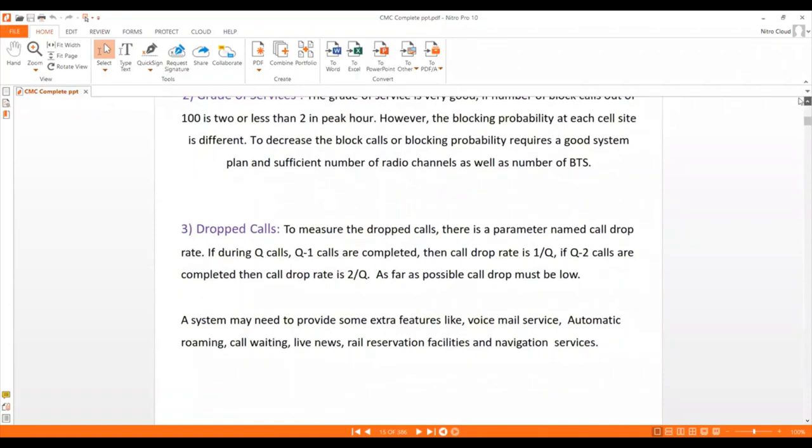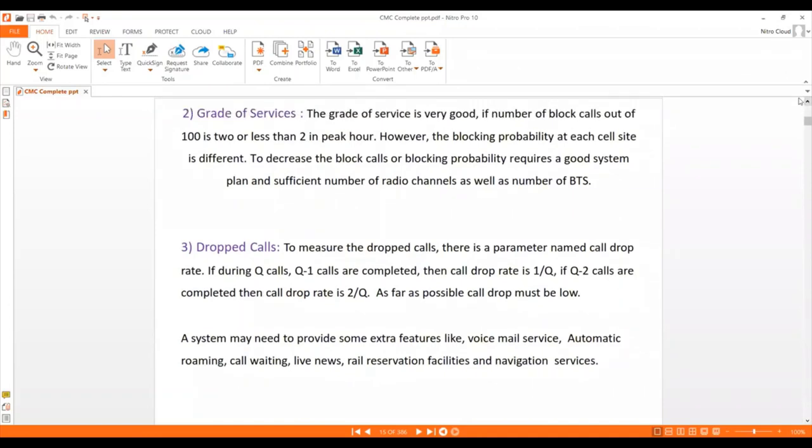Next, moving towards the next issue of service quality, grade of service. For example, in a peak hour, out of 100 calls, if the blocked calls are fewer than 2, we say the grade of service is very great. The parameter used here is blocking probability. This blocking probability is not the same at each cell site. It varies from one cell site to another.